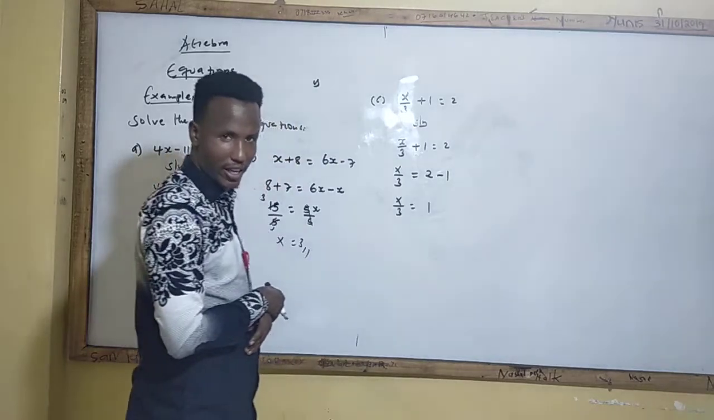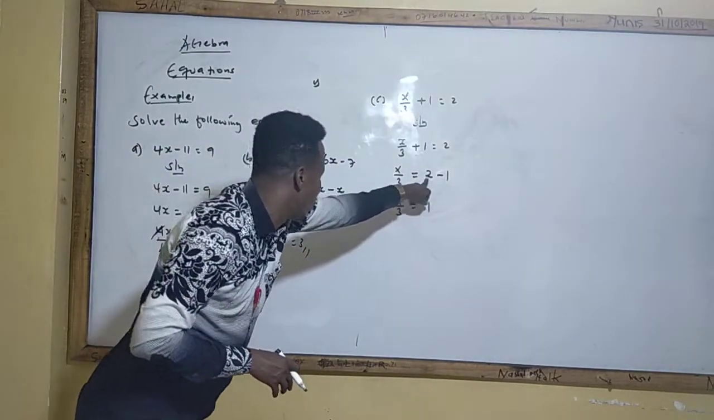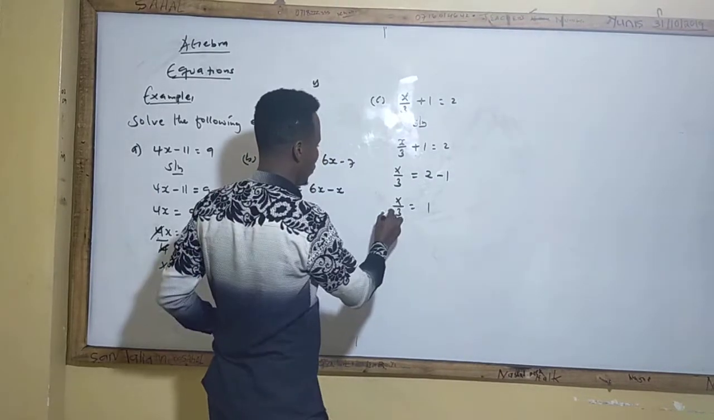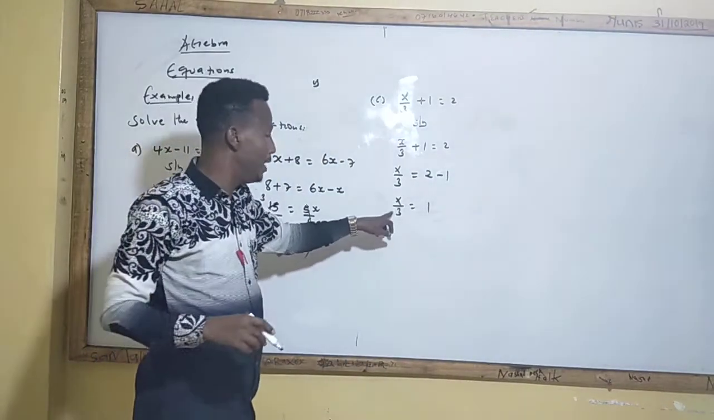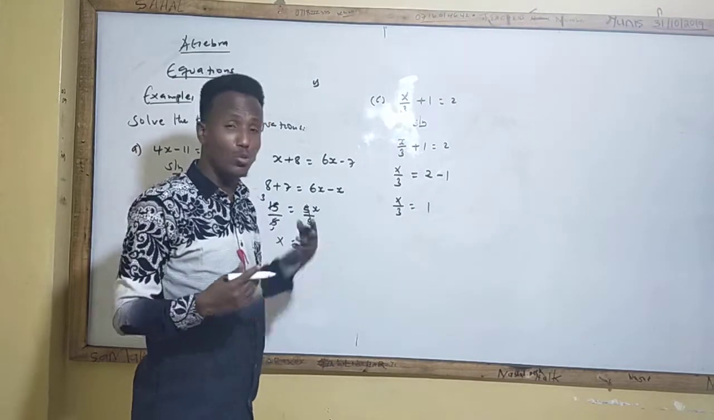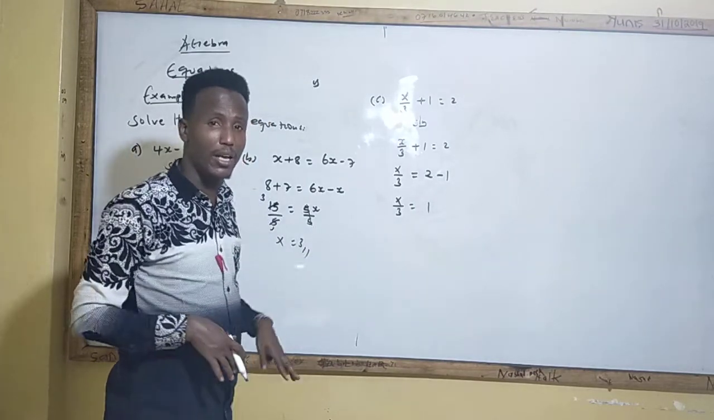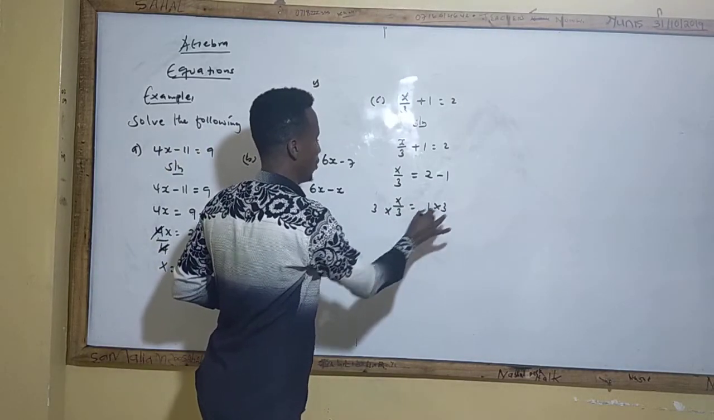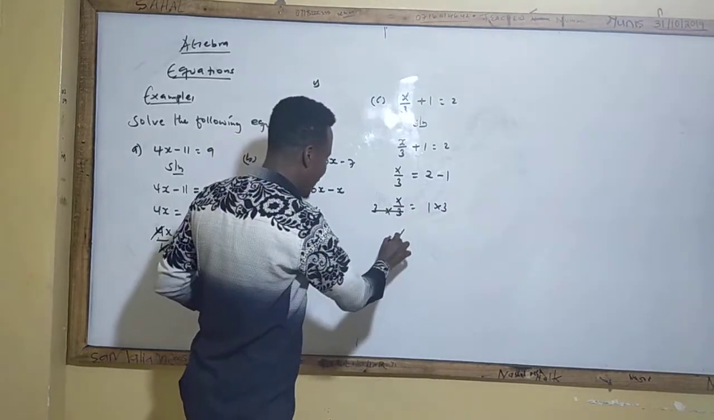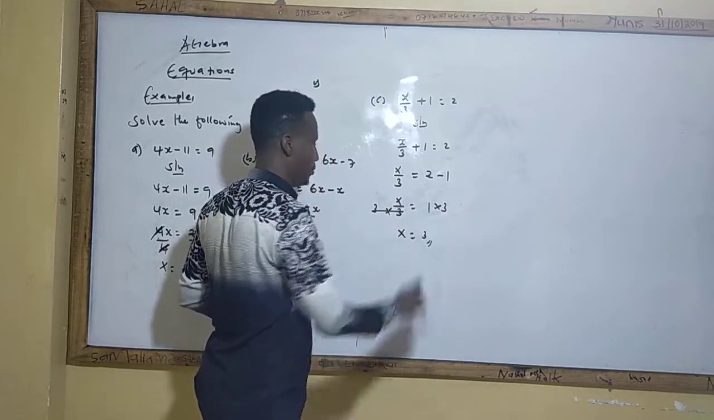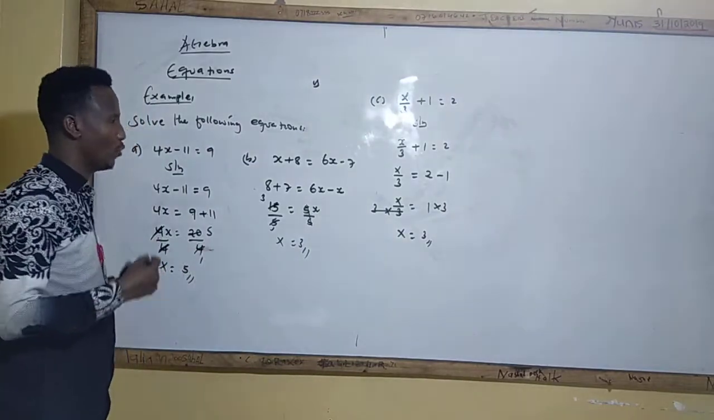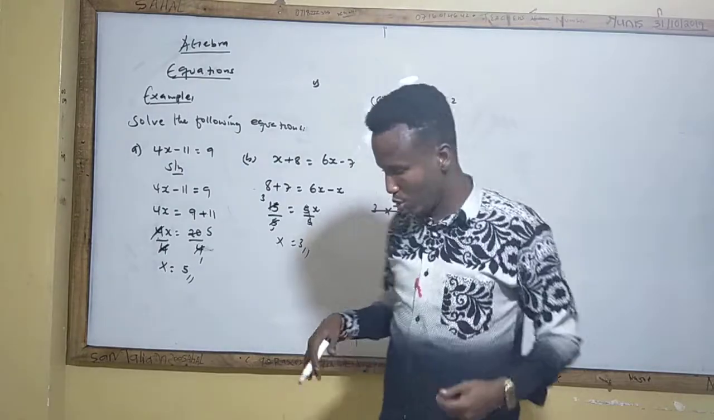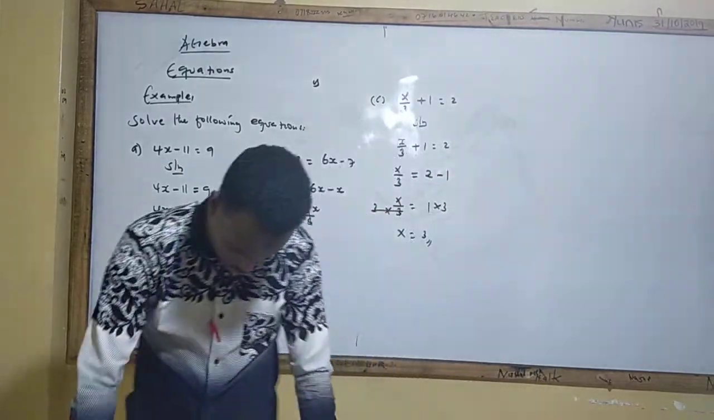So x over 3 is equal to 1. You subtract 1 from 2, so you'll get 1. Then we want to get the value of x, don't forget. Then we will eliminate this denominator. How do we eliminate it? We multiply both sides of the equation by the denominator, that's 3. So you're going to say times 3, times also 3. Cancel. Then x is equal to 1 times 3, which is 3. That is the value of x. And that's how you're going to solve during examination or any other time.